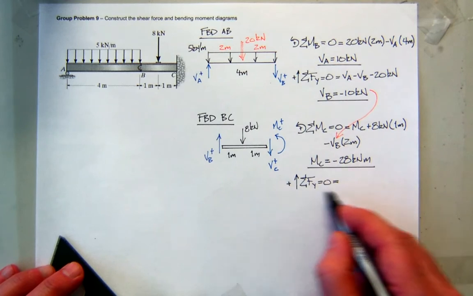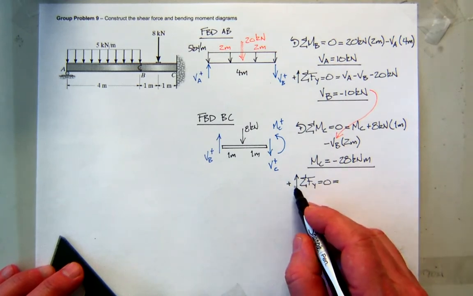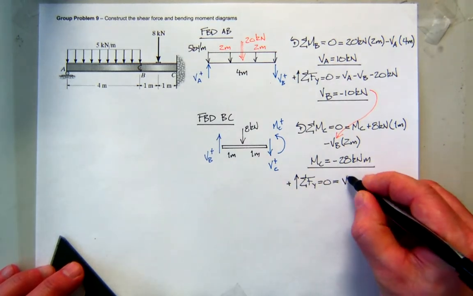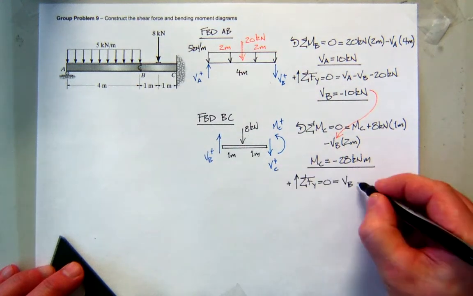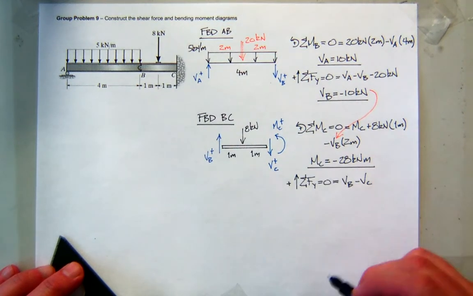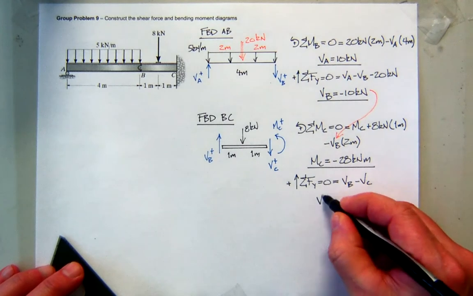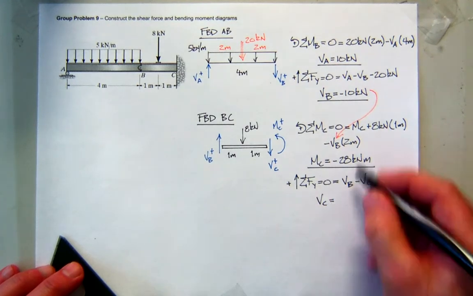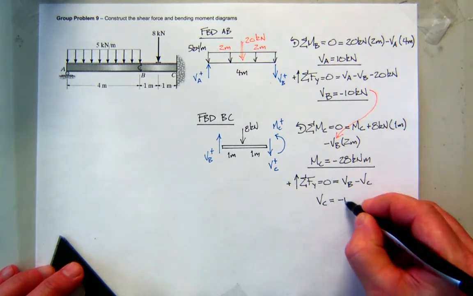When I sum forces in the Y direction with up being my sign convention, well I've got the shear at B up and the shear at C down. So it just says the shear at C is equal to the shear at B, and the shear at B is minus 10, so this is minus 10.